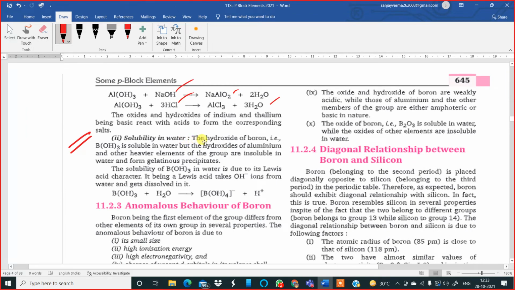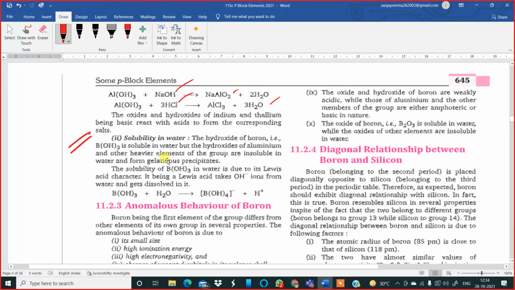This is to be noted down. Mark it over there. The hydroxide of boron, that is boron hydroxide, is soluble in water. But the hydroxides of aluminum and other heavy elements of the group are insoluble in water and form gelatinous precipitates. Now, why? The solubility of boron hydroxide in water is due to the Lewis acid character. It behaves like a Lewis acid, which accepts electrons to form this soluble compound.